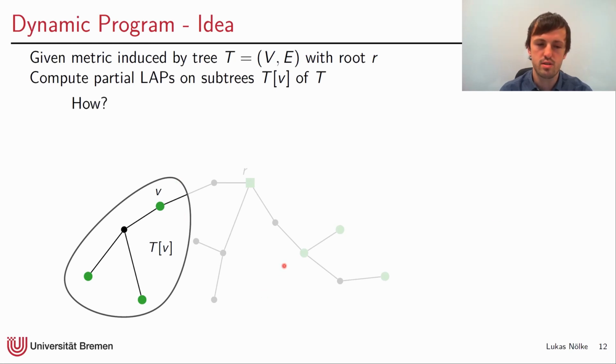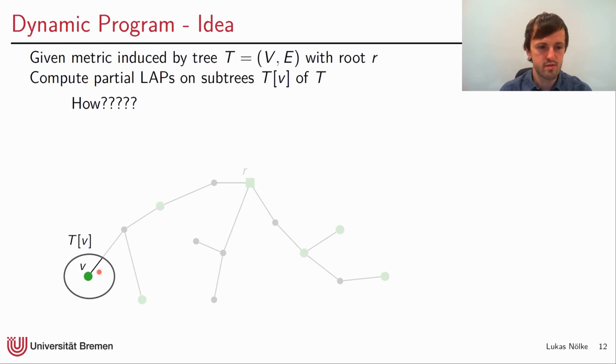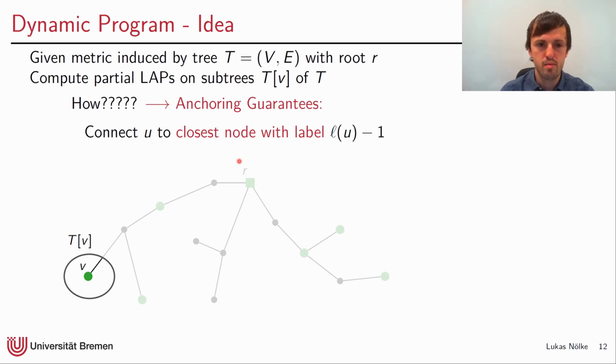But how to do this actually? And in fact, even if we have the simplest case of just a leaf, then it is really unclear how to connect this to the remaining graph because we have no information how the Steiner tree looks here at all. So we really need some additional information, and this is where we will use what we call anchoring guarantees. So remember from before where we connected U to the closest node with label 1 lower. We need this kind of information for the labeling anchoring pair of the whole graph to be able to have some idea where this node V could be anchored to. And this is exactly what our anchoring guarantees provide.